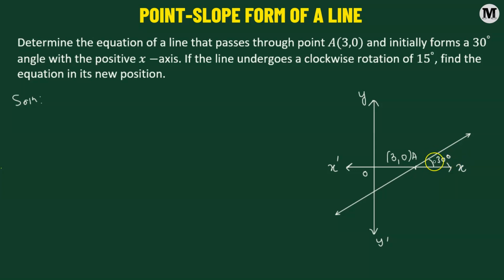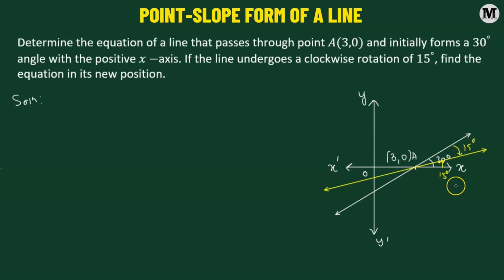Now we will rotate this particular line by an angle of 15 degrees in the clockwise fashion. Clearly the line has rotated clockwise by 15 degrees. So from the figure itself we can say that the angle it makes with the positive direction of the x-axis is going to be 15 degrees.